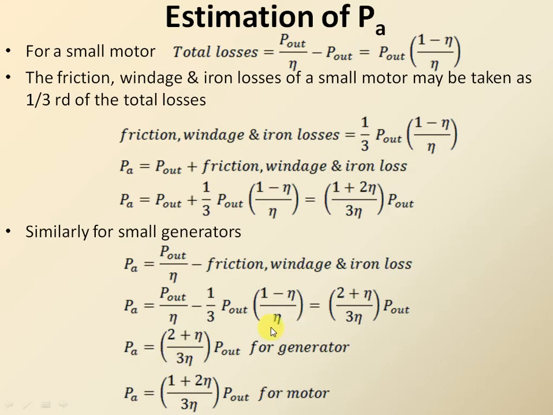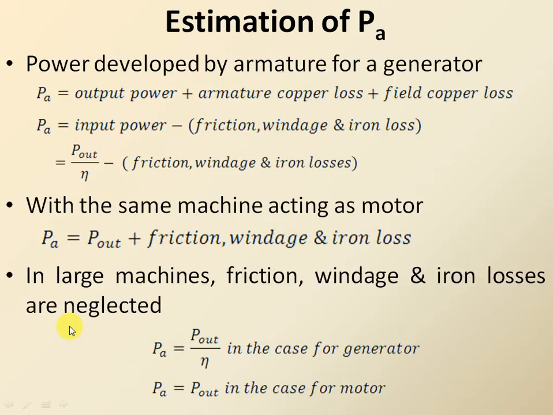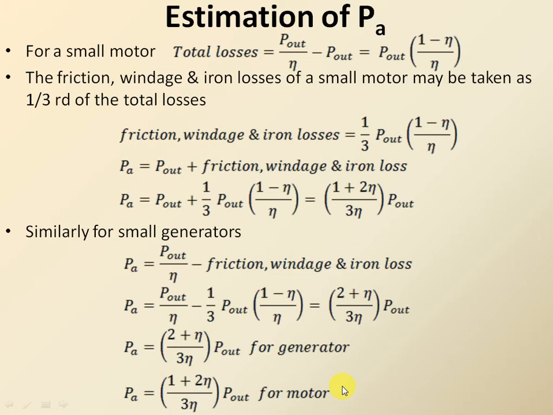in the case of small machines, whereas in the case of large machines, the relations are PA is equal to P output divided by efficiency, and PA is equal to P output. All of you must remember these relations, then only you will be able to solve the problems associated with this.